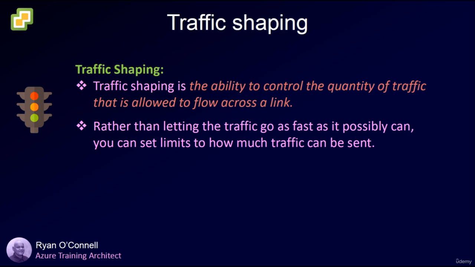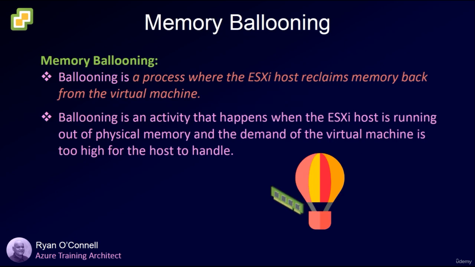So what is traffic shaping? Well, traffic shaping is the ability to control the quantity of traffic that is allowed to flow across a link. Rather than letting traffic go as fast as it possibly can, you can set limits to how much traffic can be sent. So that's traffic shaping in a nutshell.